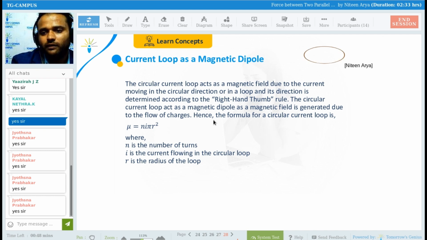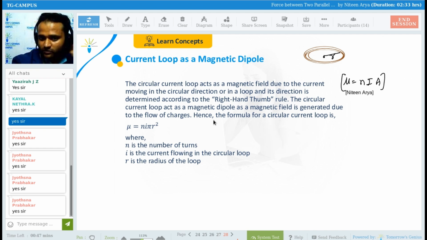This one, and again this one, again this one. Suppose the average radius of each particular loop is R. This is your radius R. So we know the magnetic moment mu equals NIA. Just putting the value of area A as pi R square, that is your magnetic moment. Nothing new I'm doing here.